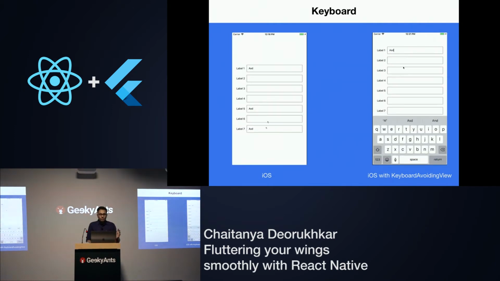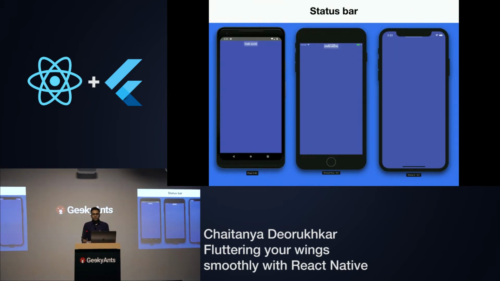Similarly, a similar issue you might face when you're developing an app is the status bar. I have a small hello world on Google Pixel 2 XL. It's fine, not bad. I have hello world on iPhone 8 Plus. It starts overlapping with the status bar. And then we have the iPhone X. I have no idea what's going on there. So I'm just going to quit there.